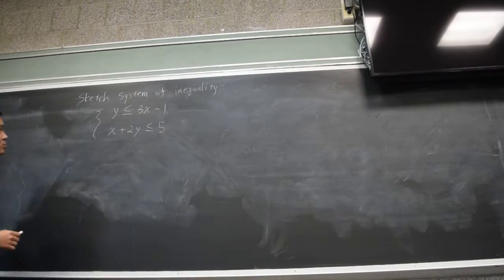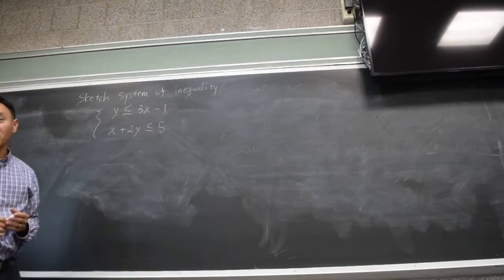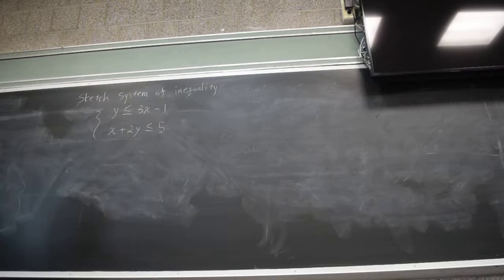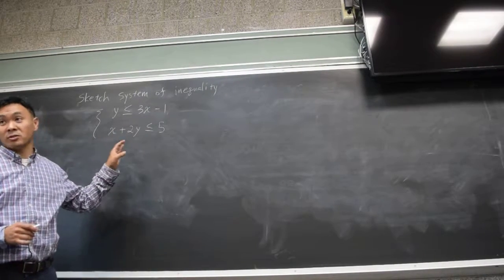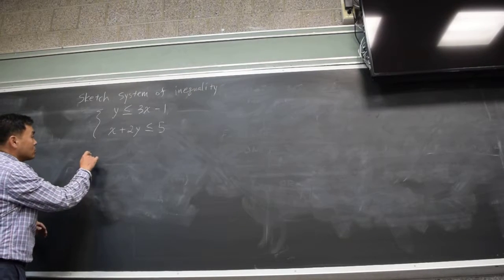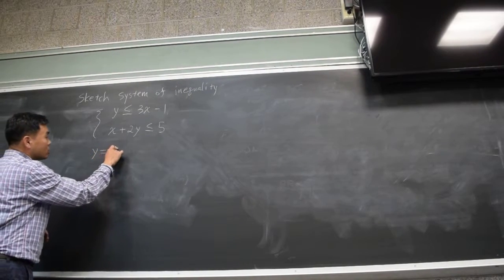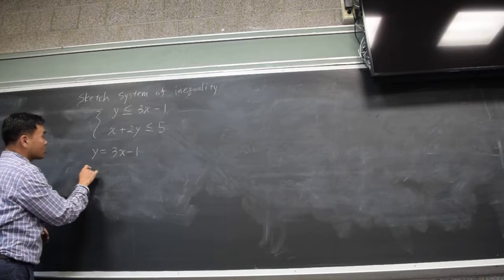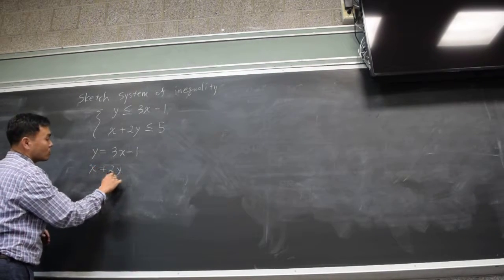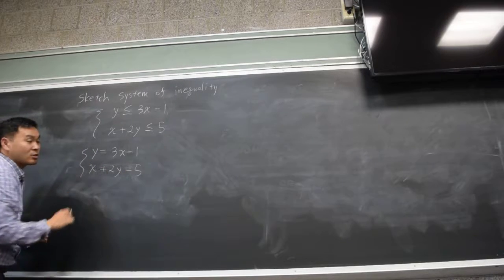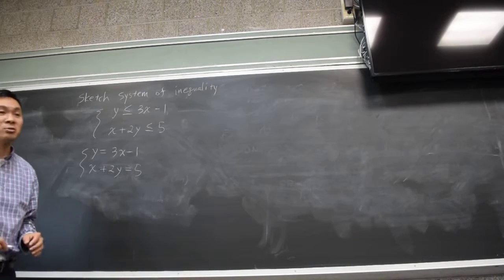Okay, sketch the system of inequality given these two. First, you absolutely need to know the point of intersection. You want to work with the equations first, because those are the easy ones to work with. So we have these two systems, and you want to find the point of intersection.